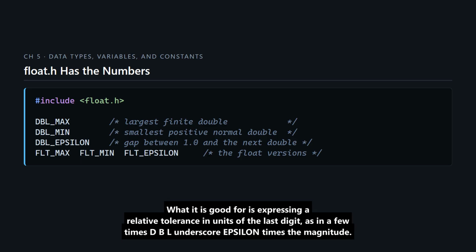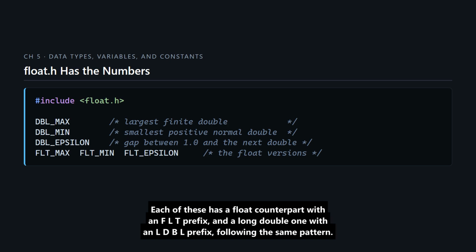What it is good for is expressing a relative tolerance in units of the last digit, as in a few times DBL_EPSILON times the magnitude. Each of these has a float counterpart with an FLT prefix, and a long double one with an LDBL prefix, following the same pattern.